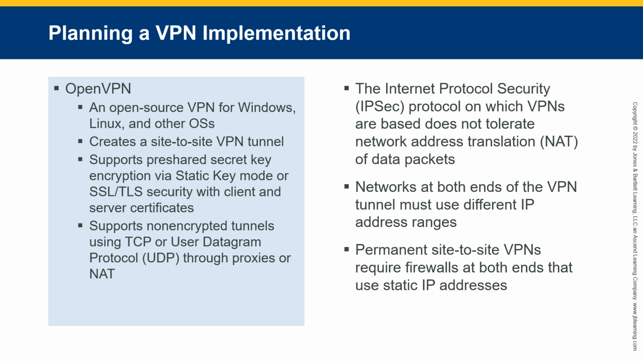All right, so we're planning a VPN implementation. One of them out there that's used for Windows and Linux is OpenVPN. These can create site-to-site VPN tunnels. It's basically using SSL and TLS or even SSH for creating a shared key encryption. It also supports non-encrypted tunnels using TCP or UDP through proxies and NAT.